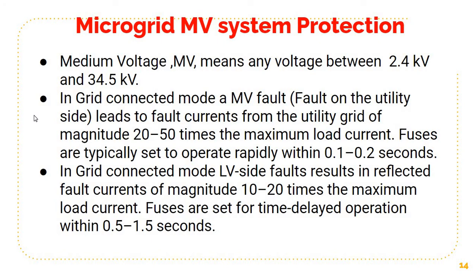Now in the grid connected mode, if there is an LV side fault, it reflects fault currents of 10 to 20 times the maximum load current. So here also fuses are set for a time delayed operation within 0.5 to 1.5 seconds.